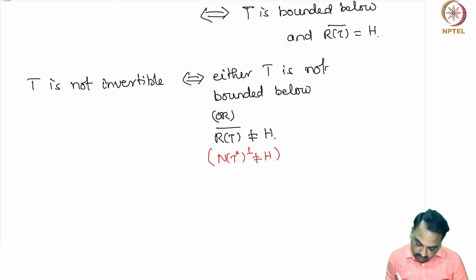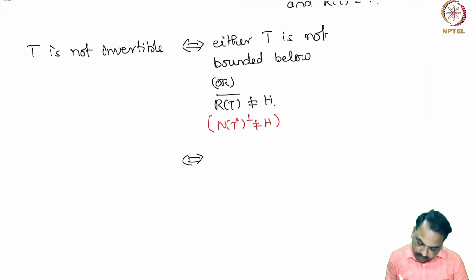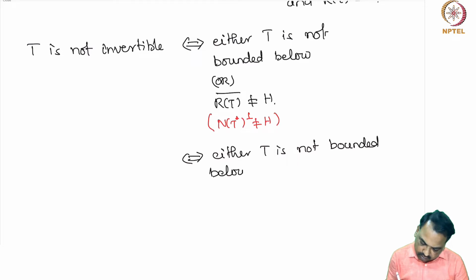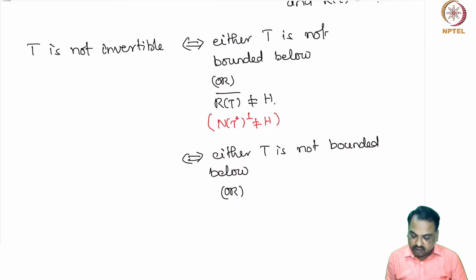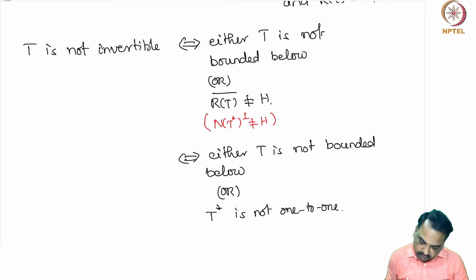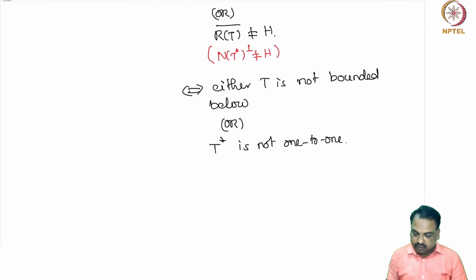So we can again conclude that either T is not bounded below or null space of T star is not equal to 0. That means T star is not 1 to 1. Okay.